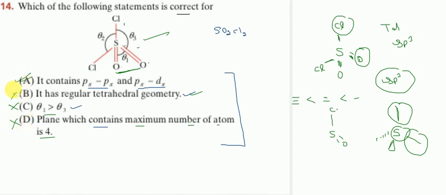It contains p-pi and d-pi bonds. It's correct. Here is the double bond, here is the double bond. Then here is the p-pi and d-pi bonding.